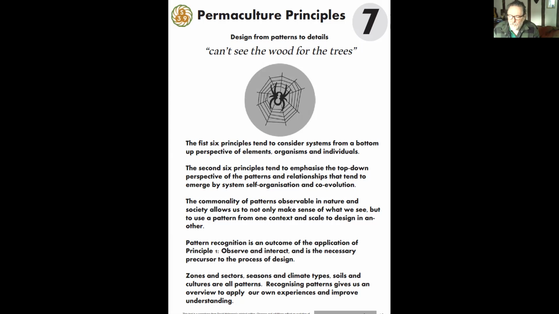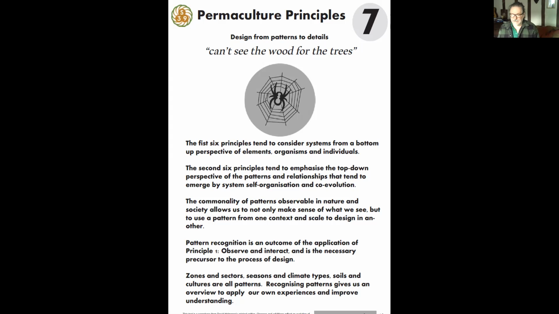So the commonality of patterns observable in nature and society allow us to not only make sense of what we see, but to use a pattern for one context and scale to design in another. So if we can understand something at a small scale, then we can blow that up and apply that at a large scale. Permaculture is encouraging us to experiment at the small scale, because if we make mistakes and things don't quite work as we intended, that's a learning opportunity. When we do things at a larger scale, of course, then there's a much greater sense of jeopardy.